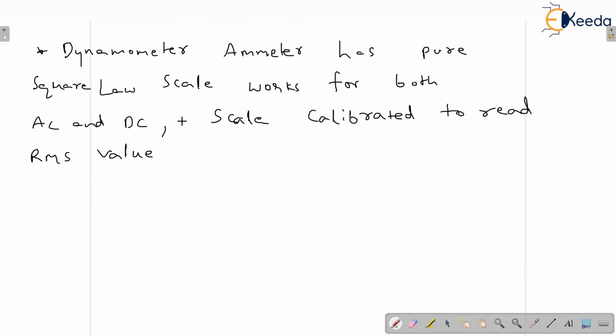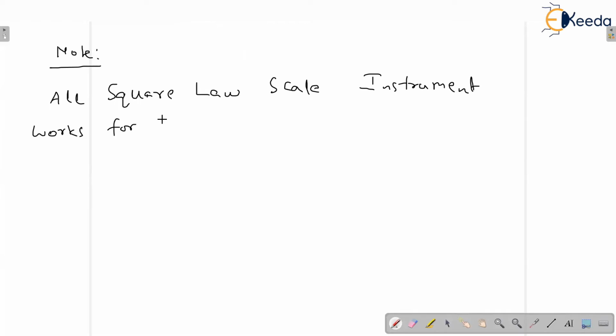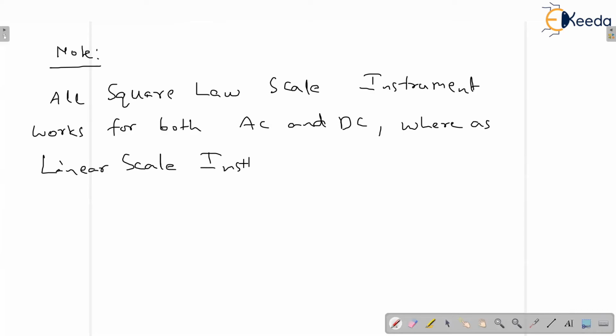The next, note: all square law scale instruments work for both AC and DC, whereas linear scale instruments work for DC.